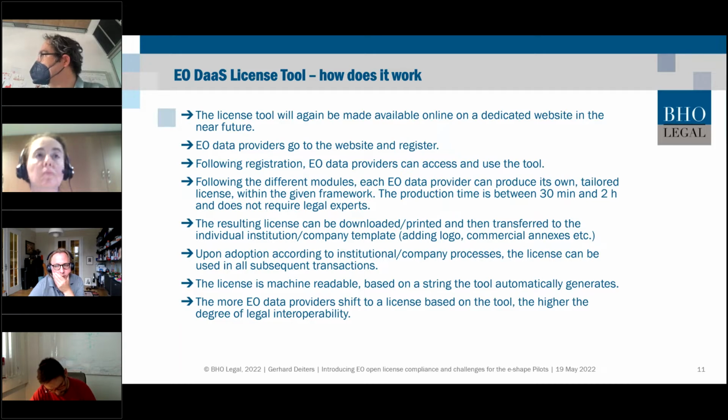Once we make it available and we distribute the information, you can see that it is a very comprehensive way we designed the license, and that I think most or nearly all of your use cases can be dealt with by this license.